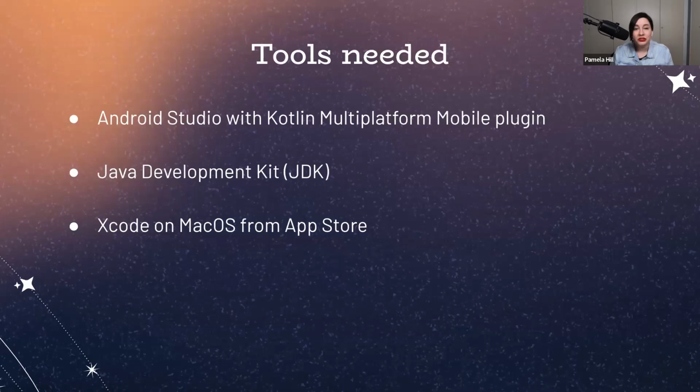These are the tools that you're going to need to share code with multi-platform mobile on Android and iOS. You need Android Studio with a Kotlin Multiplatform Mobile plugin that you get from the marketplace. You also need the Java Development Kit, or JDK, and Xcode on macOS from the App Store. There is a very nifty tool on macOS called KDoctor that will detect if you've set up everything correctly.